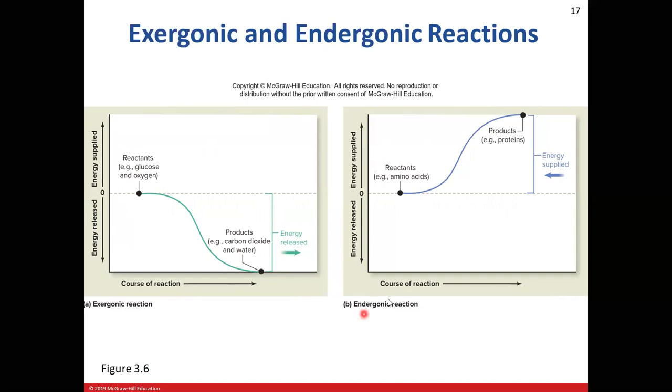In an endergonic reaction, we have our starting point here. We'll say we have amino acids as our example. Now we're actually forming bonds. We're creating a peptide or a large macromolecule. And so now we have more energy in those bonds than what we started with.